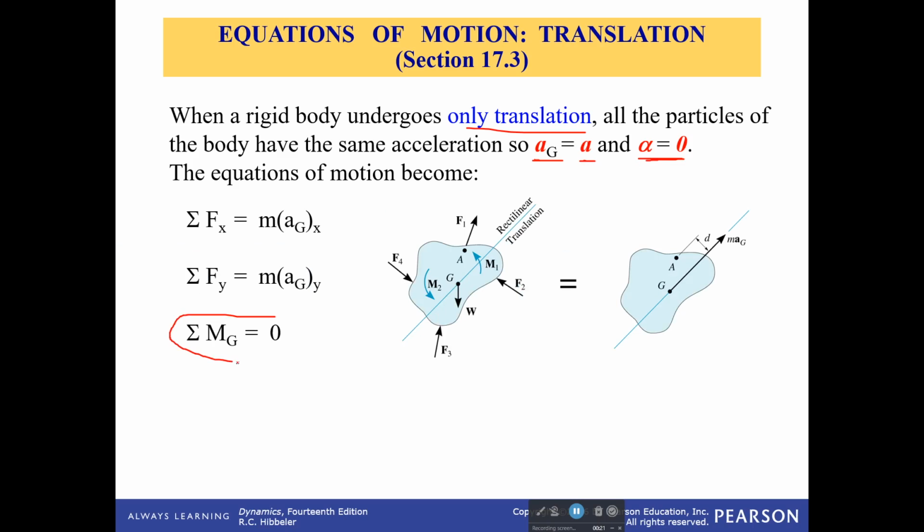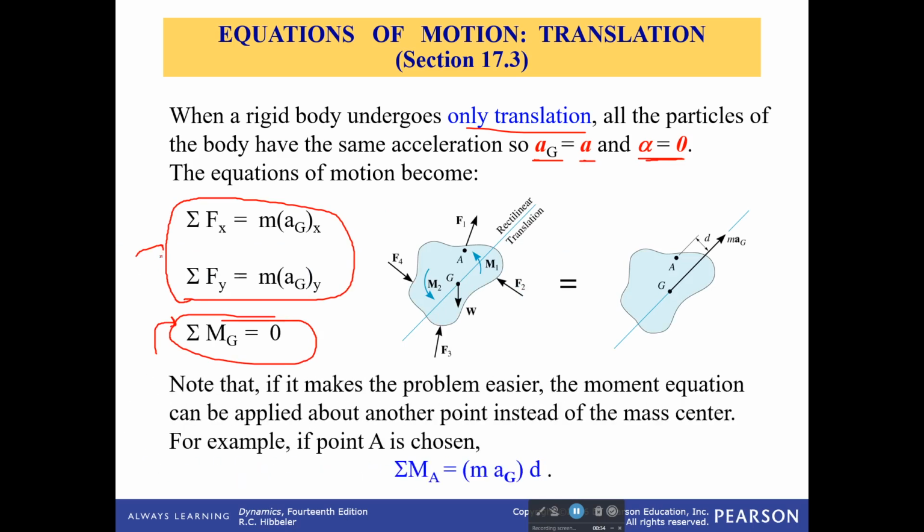We don't have a moment around a centroid. We still have the sum of the forces equals mass times acceleration. So this one goes back to our statics equation, and the rest stay dynamics. Now, as a note, you can actually take the sum of the moments around any point you wish inside of that body. And so, yes, any other point would have a moment.